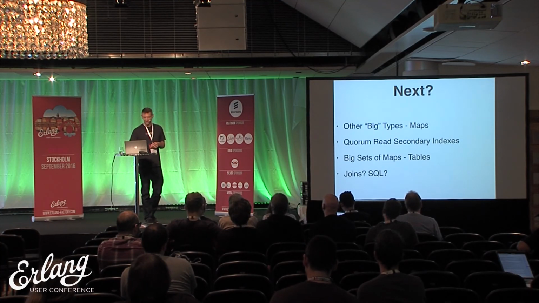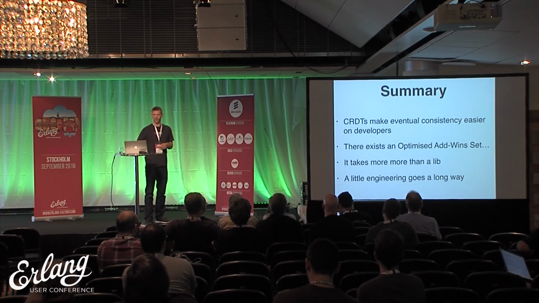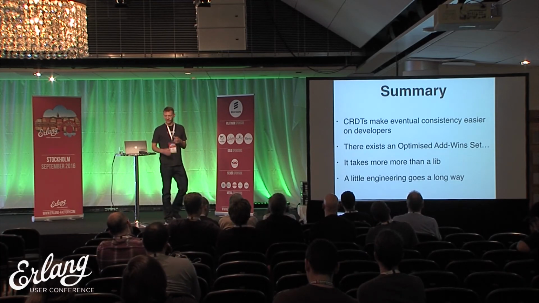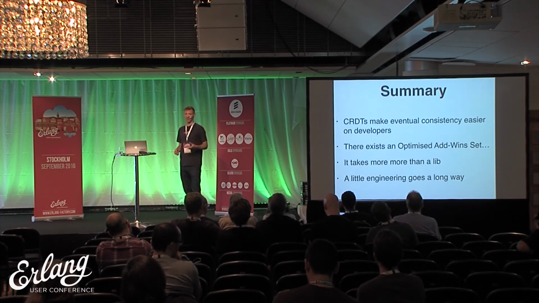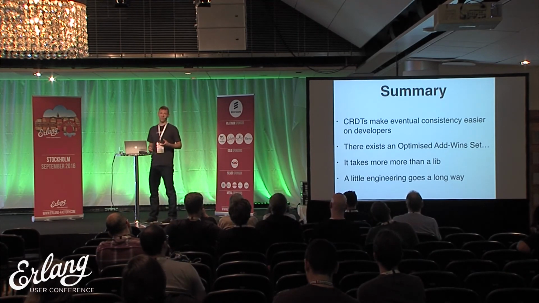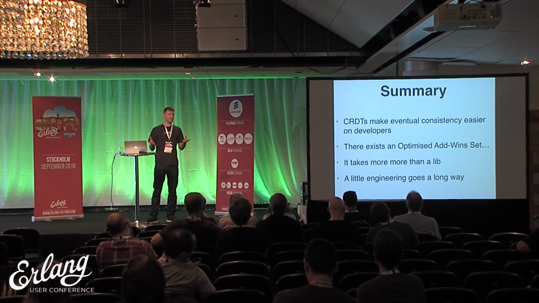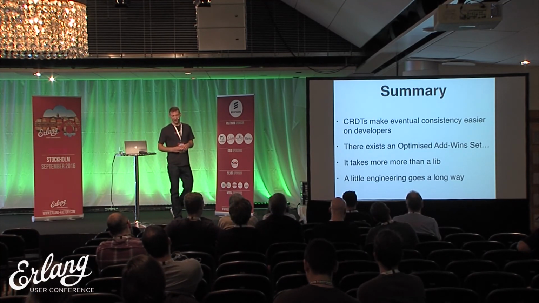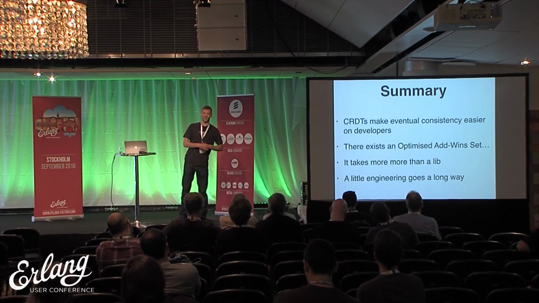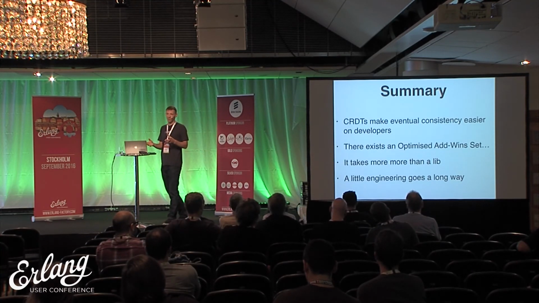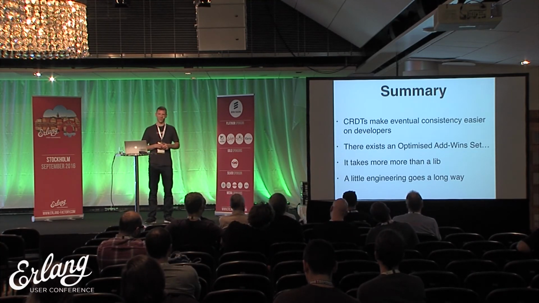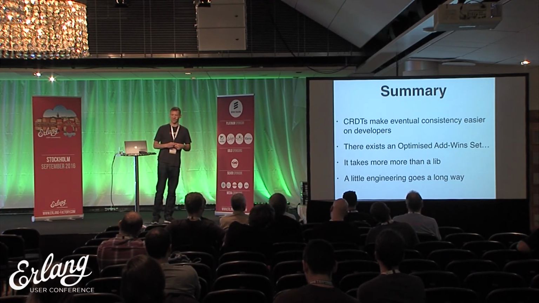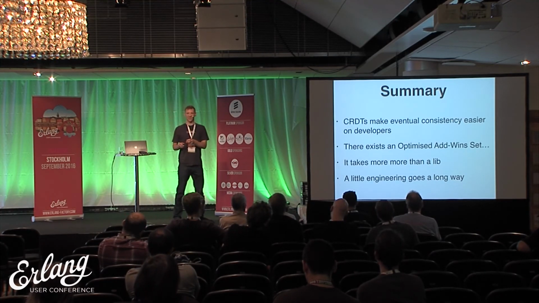I think that's about it time-wise, right? So just to sum up, CRDTs make eventual consistency easier on developers. That's why they exist. They solve one problem and one problem only, the divergent replica problem. You've seen there exists an optimized AddWin set. Hopefully you could make your own now if you wanted, because it's really quite simple if you walk through the steps. But to solve a problem for customers, it takes more than a light.